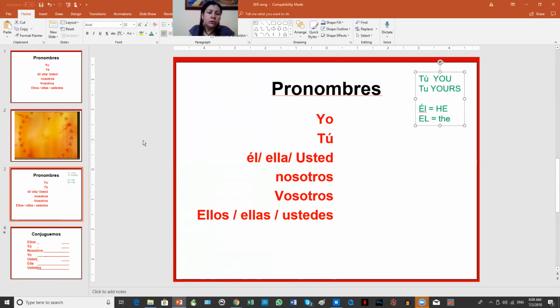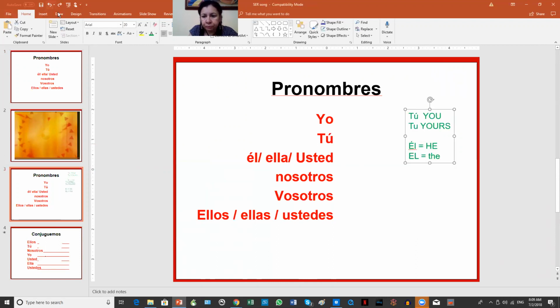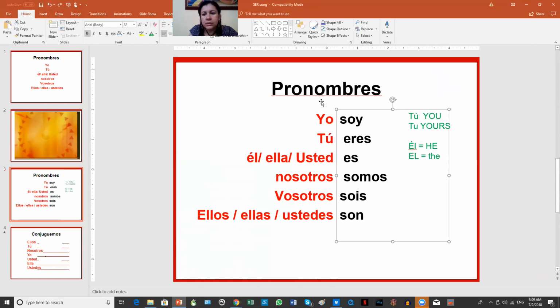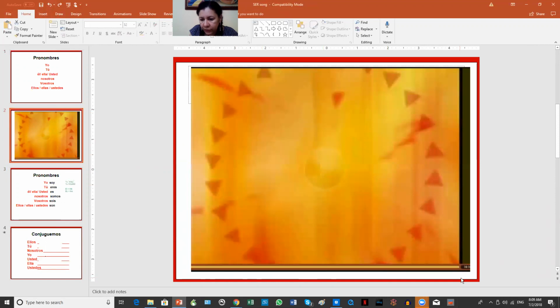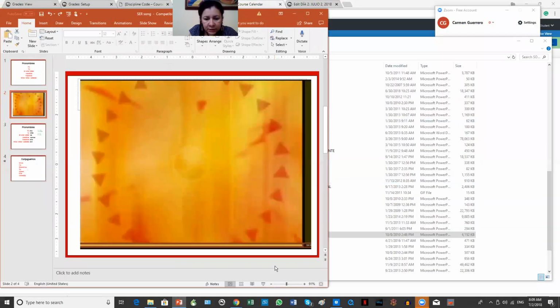Now, if we go to, let's go jump into the conjugation of the verb ser, one of the verbs, which means to be, translating to be in English. So we have this song for you. I have these songs for you. So let me open it and show, just for fun, see?